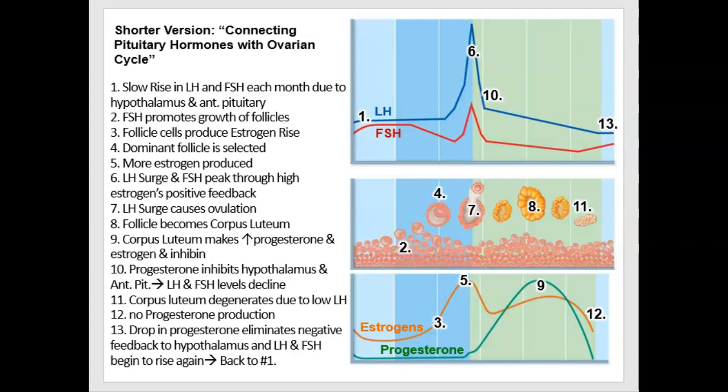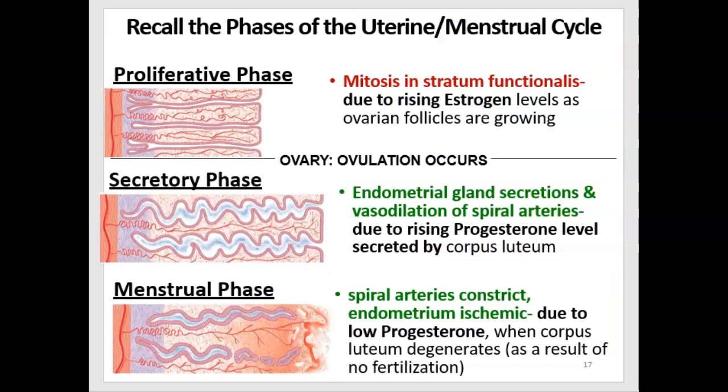Now we need to think about how the ovary and these ovarian hormones, estrogen and progesterone, simultaneously affect the uterus. To do that, let's recall the phases of the uterine cycle, or we sometimes just call it the menstrual cycle, assuming that pregnancy doesn't happen. There are 3 phases of the uterine cycle: the proliferative phase, the secretory phase, and the menstrual phase. Now you need to remember the layers of the endometrium for those phases to make sense.